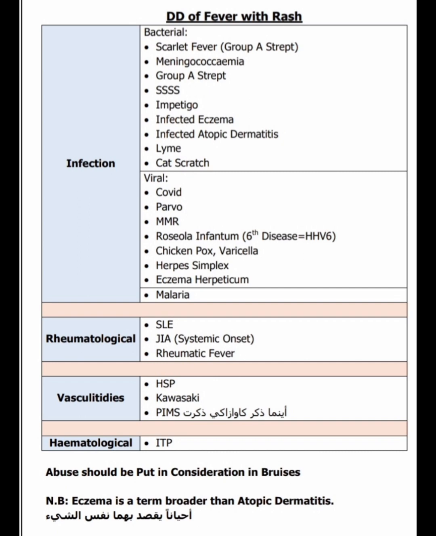So this is all about fever with rash, and the treatment, we know, depends on the diagnosis, and then the treatment will follow that. This is all about fever with rash.